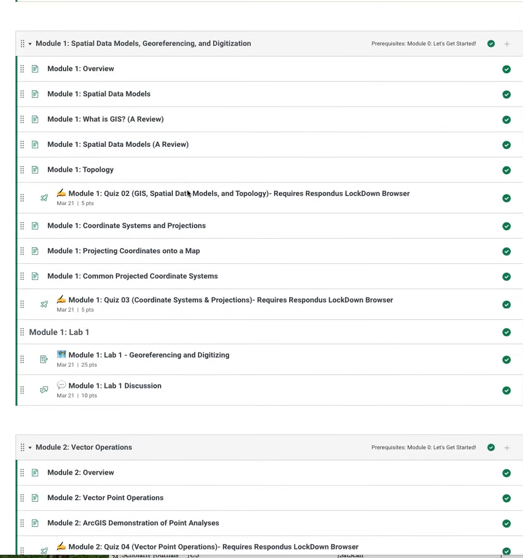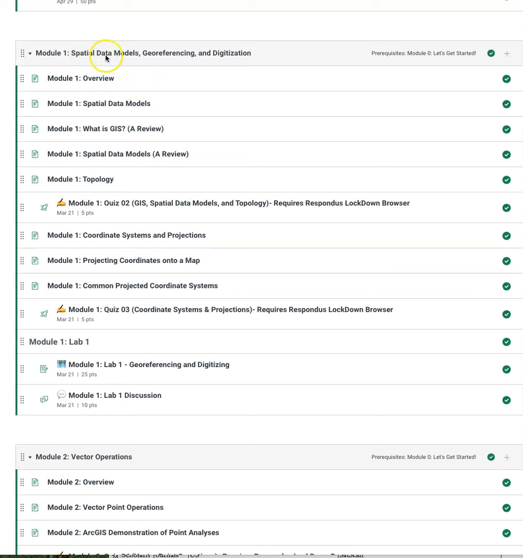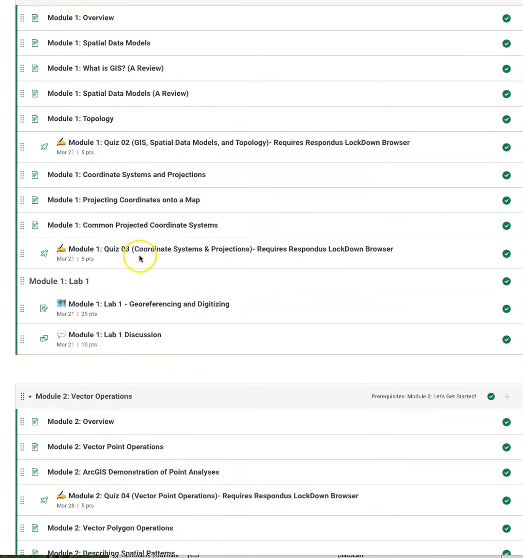The first module that you're working on this week is going to be about the spatial data models, georeferencing, and digitization. So there's an overview, there is a review here. You will see videos from Dr. Amy Fraser, who is the developer of this course. And she goes into, just to remind you, what the spatial data models are, what's the difference between a vector and a raster, all those things. You have a quiz here, and then the coordinate systems, projection coordinate systems, and common projected coordinate systems, and another quiz here, and then the digitization with the lab. I'm going to ask Logan to pull up some examples so you have an idea of what your map should look like at the end.